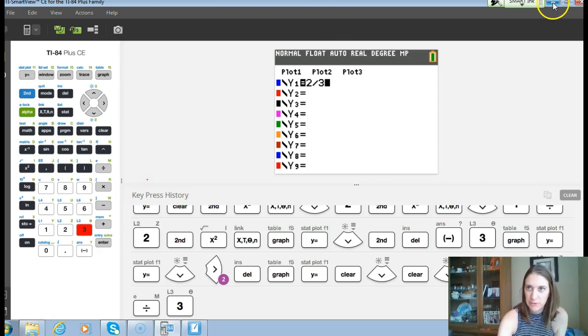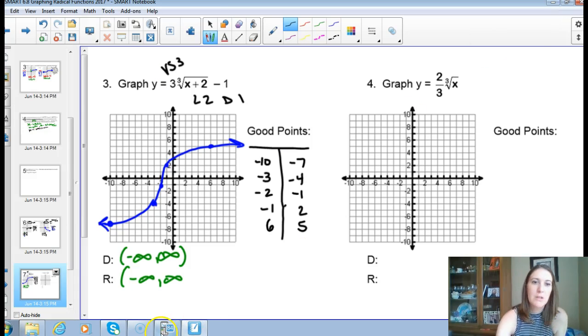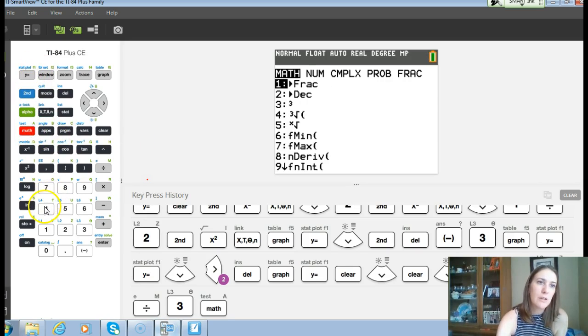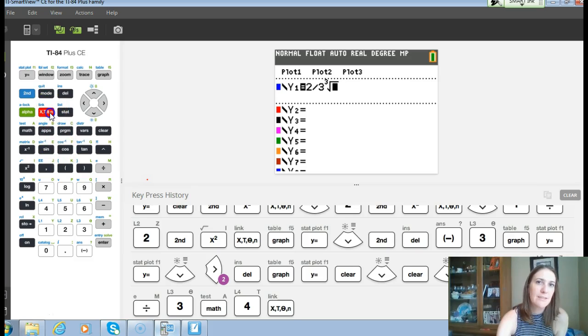And then it was cube root, right? I've done this before where I make it up. All right. Cube root. Menu, 4, root of x.